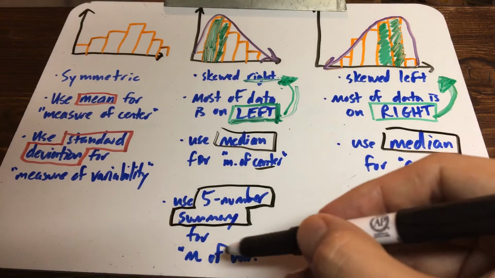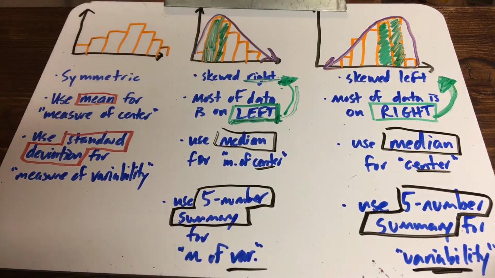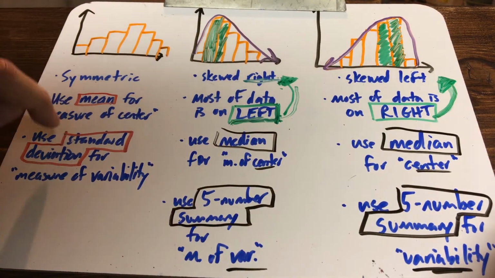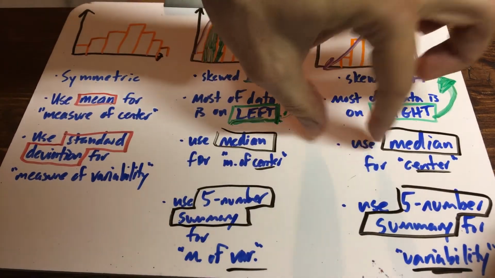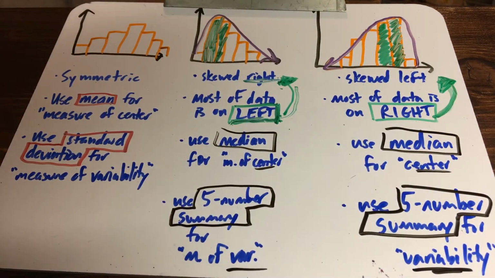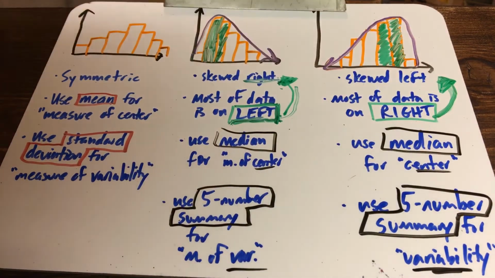You always use the measure of center, the 5-number summary as the measure of variability. Okay? So, symmetric, pick the mean and standard deviation. When it's skewed right or left, pick the median and the 5-number summary. Skewed right means most of the data is on the left. Skewed left means most of the data is on the right. That's a big difference. A lot of people get that confused, and it's really easy to mess up.